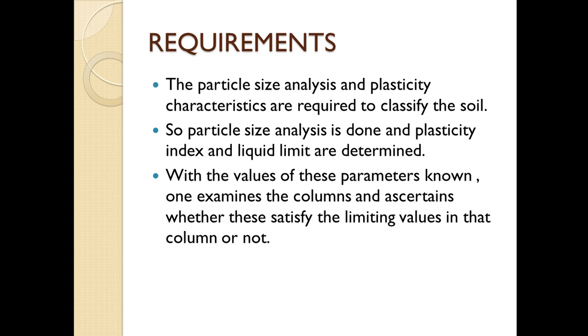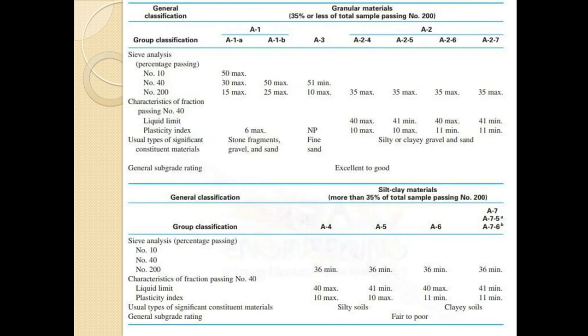Okay, so that was about particle size analysis, and as soon as we get these values, one examines the columns and ascertains whether they satisfy the limiting values in that column or not. As you can see, there are many columns here, and if the given soil satisfies the conditions of a column, then that soil is classified in that column; if not, we move further. One thing you need to take notice of is that you always need to move from left to right. Never move from right to left, or else your classification will be wrong.